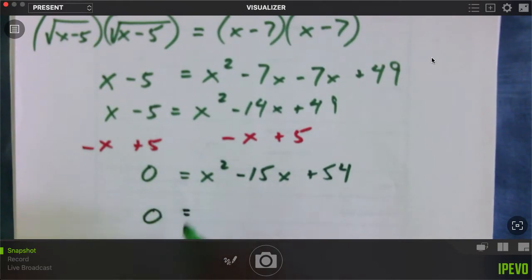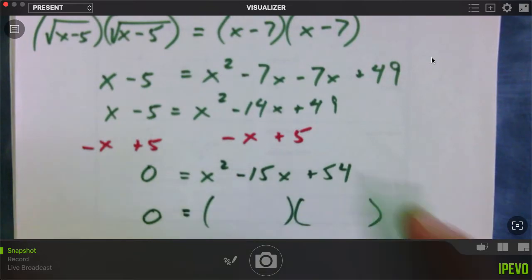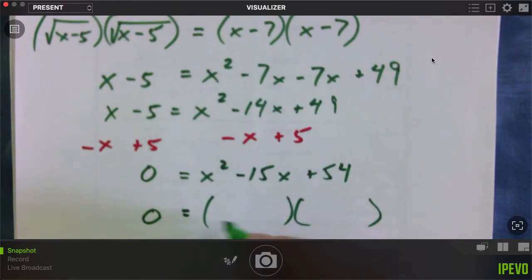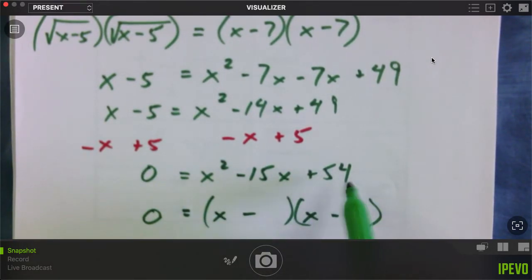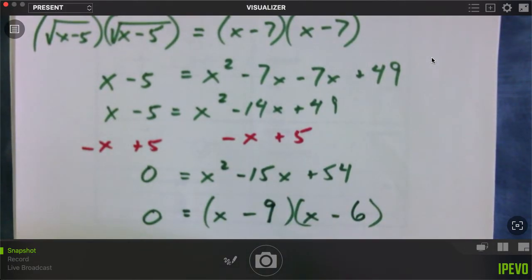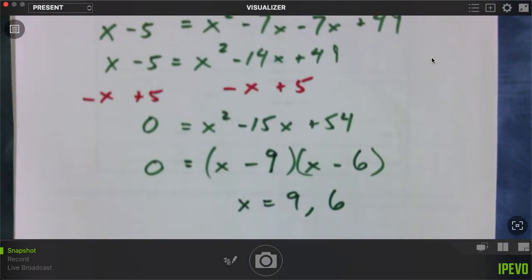So now we've got to factor these. 14, 15, yeah, okay. So it's going to be x minus, x minus. We know that because it's negative and positive. And so two numbers that add up to 15, but when you multiply them, they're 54. Looks like a job for 9 and 6, I'm thinking. So x equals 9 and 6. I'll pause for a moment to let you absorb that.